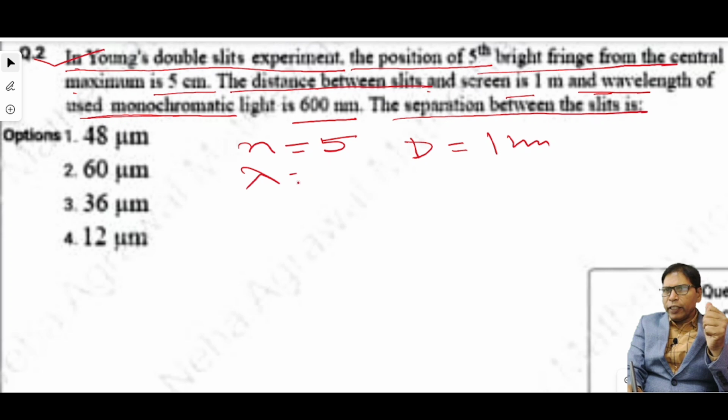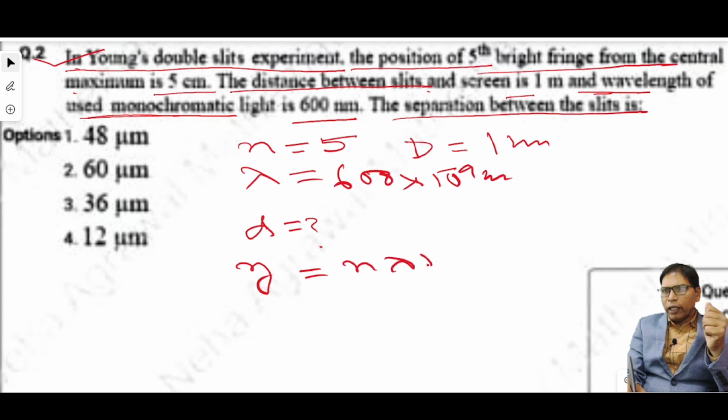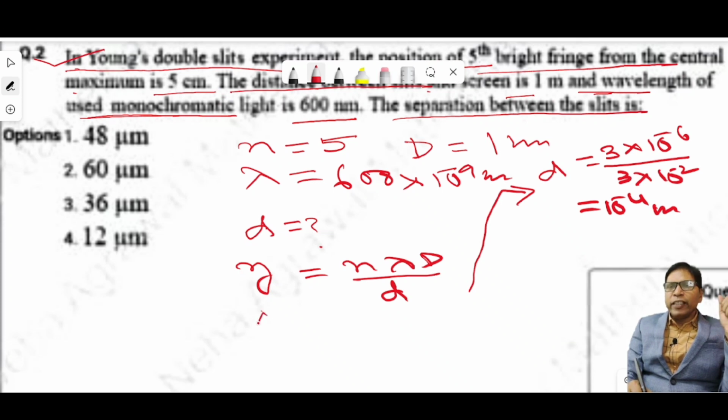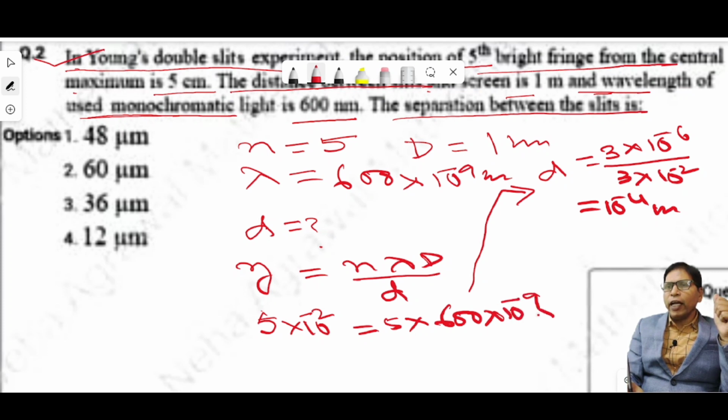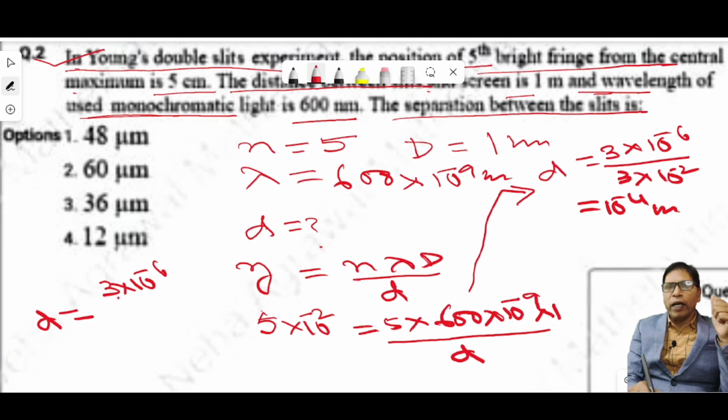Now, lambda is 600 nanometer, that is 600 into 10 to the power minus 9 m. Now, we have to calculate small d. We have y equal to n lambda capital D by small d. So 5 into 10 to the power minus 2 equals 5 into 600 into 10 to the power minus 9, into 1, divided by small d. From this condition, small d equals 3000 into 10 to the power minus 6, that is 3 into 10 to the power minus 6, divided by 5 into 10 to the power minus 2.